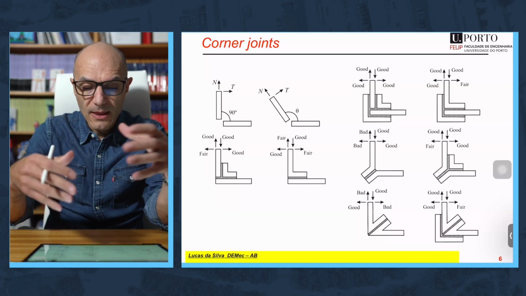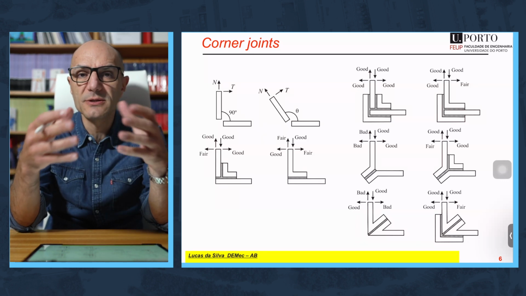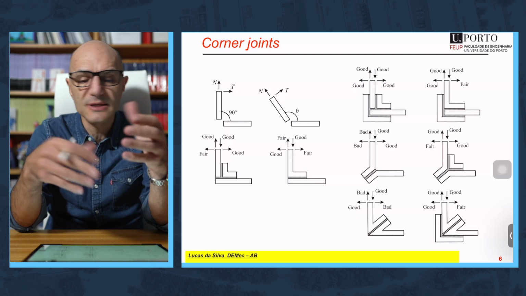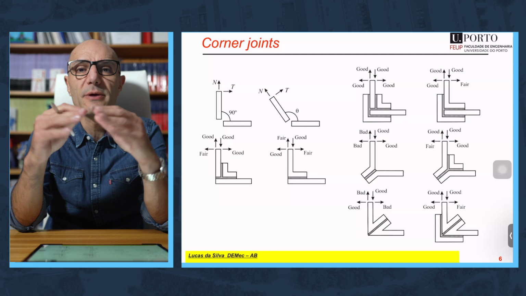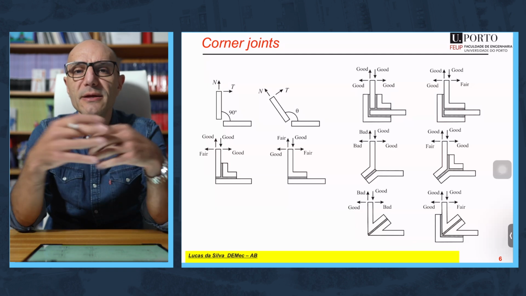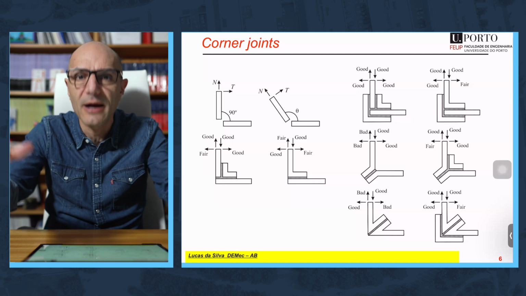So in this module, we have seen other types of joints, T-joints, corner joints, but the philosophy is the same. And if you have another type of joint, the philosophy will be the same. Make sure you reduce peel at maximum and increase the shear stress component that will load the adhesive over a larger area.